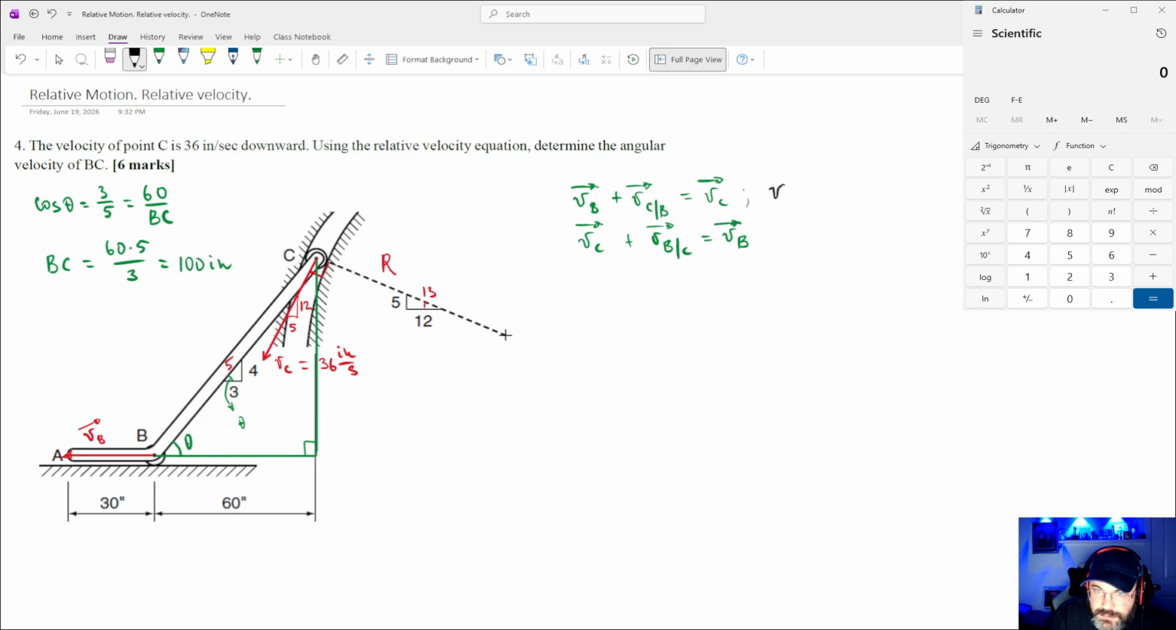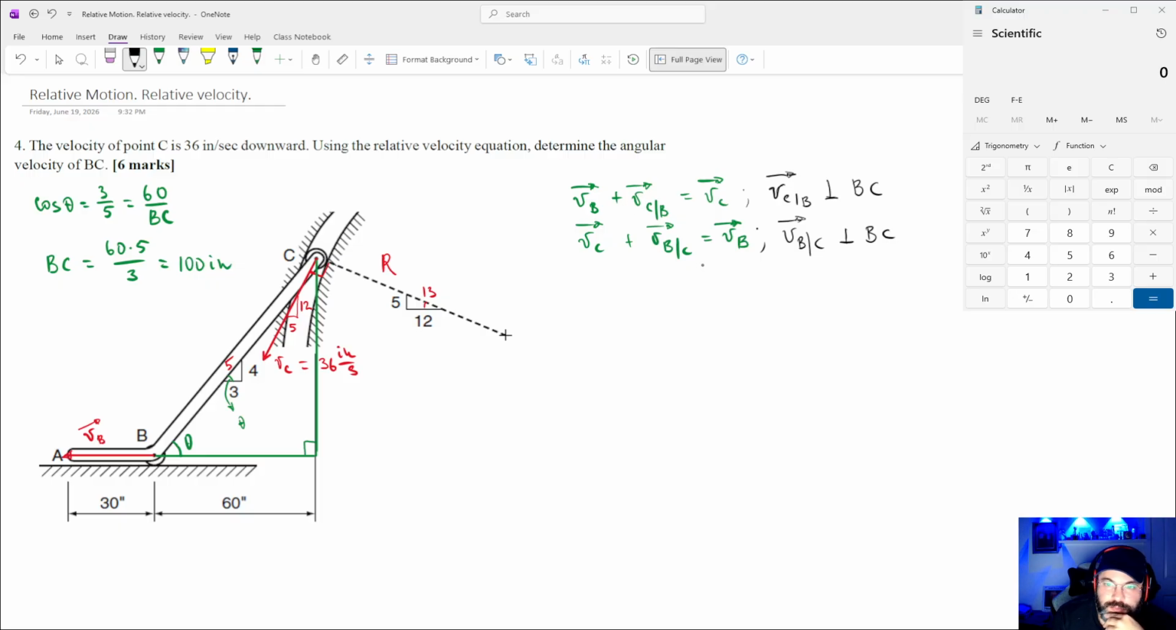So we can write that relative velocity here. This is velocity of C relative to B, is perpendicular to BC, and velocity of B relative to C is also perpendicular to BC. Okay, so this is good. It doesn't matter what equation you use, you will get exact same triangle, just mirrored around BC.